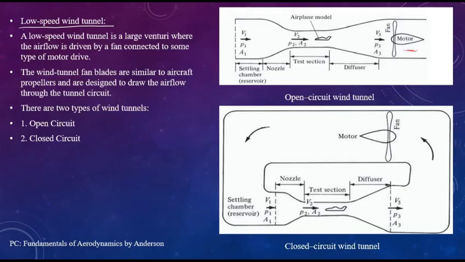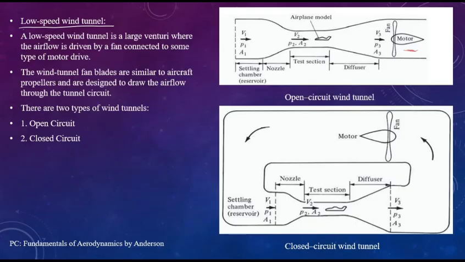Now, as you can see in these figures, we have two types of wind tunnel. One is the open circuit wind tunnel and the other one is the closed circuit wind tunnel. Now, what happens in the open circuit wind tunnel? We take the air from the atmosphere and give it back to the atmosphere directly. And in case of closed circuit wind tunnel, whatever air is coming from the exhaust is sent back to the inlet as the air coming inside the wind tunnel.